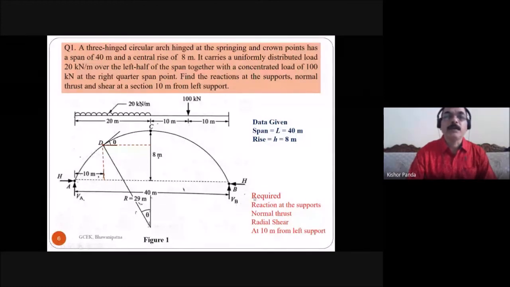Here you have to find out the reactions at the supports and the normal thrust and radial shear at 10 meter from the left support. Take one point D at a distance 10 meter from the support A, and find the normal thrust, radial shear and vertical shear. First you find out the reactions at A and B, the vertical and horizontal components.